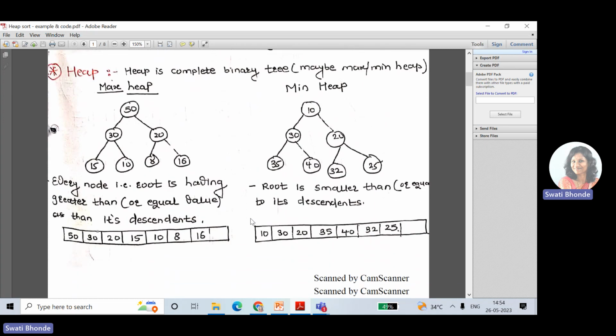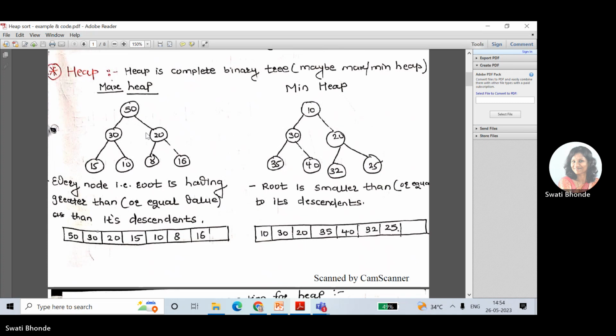Now, based on this definition, there are two types of heaps, max heap and min heap. So in this max heap, we can observe the value of root is greater than its left and right child. Same thing here also, you can see that the value of left and right child is smaller than the root. Here also 20 is greater than 8 and 16. So a heap tree in which the value of root is greater than its children is called a max heap.